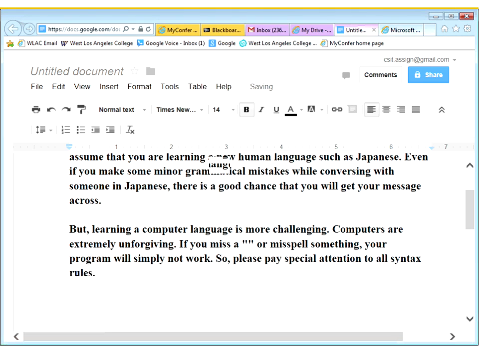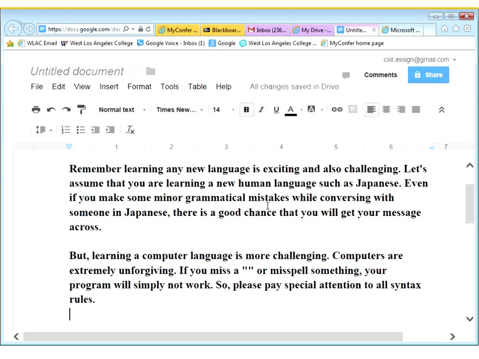All right, so remember, learning any language is exciting and also challenging. Let's assume that you're learning a new human language such as Japanese. Even if you make some minor grammatical mistakes while conversing with someone in Japanese, there is a good chance that your message will get across. But learning a computer language is more challenging, and computers are extremely unforgiving. If you miss double quotes, those are called double quotes, or if you misspell something, your program will simply not work. So please pay special attention to all your syntax rules.